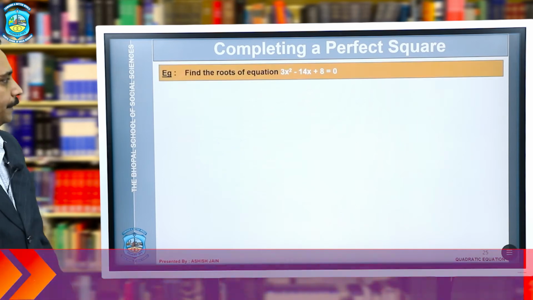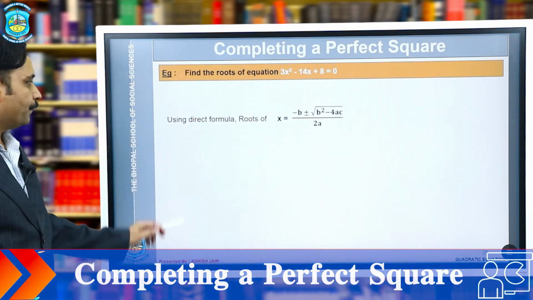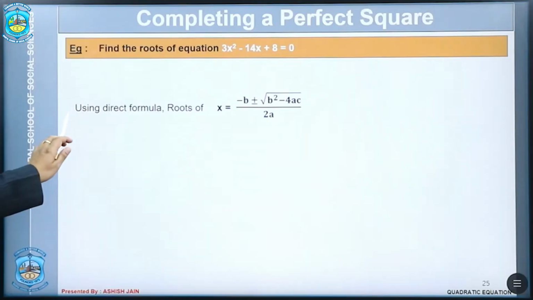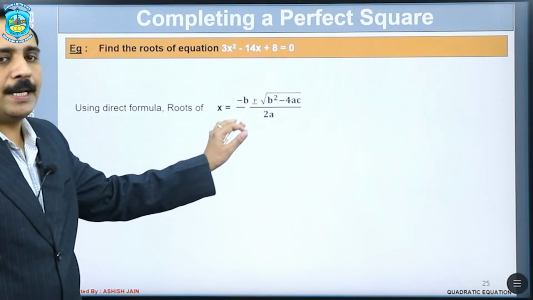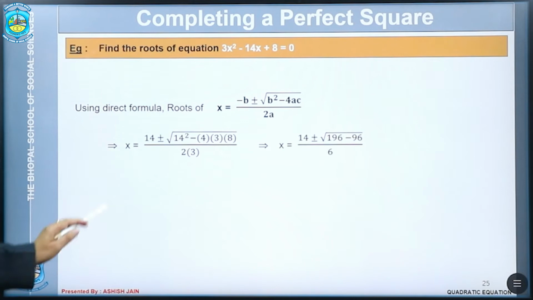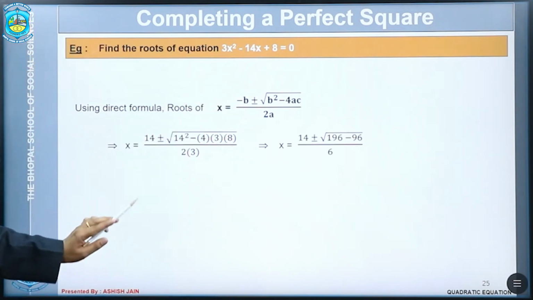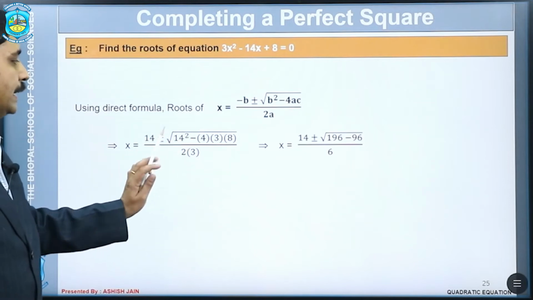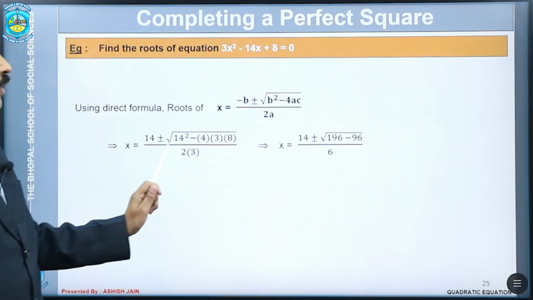Let us take another example. We have 3x square minus 14x plus 8 is equal to 0. Now we will use the direct formula. We know that x, the root, is equal to minus b plus minus under root of b square minus 4ac upon 2a. Putting the values, the value of b is minus 14, so minus minus becomes plus, 14 plus minus under root of 14 square minus 4 times 3 into 8, whole divided by 2 into 3.